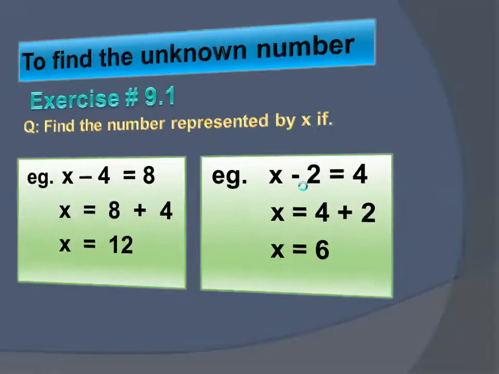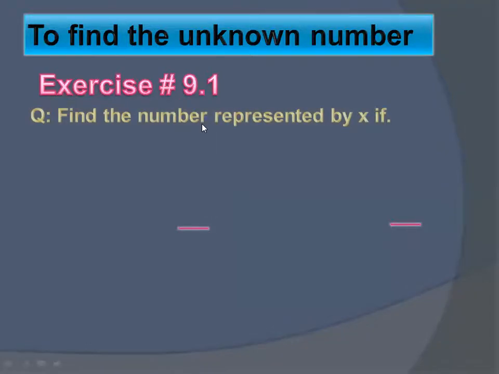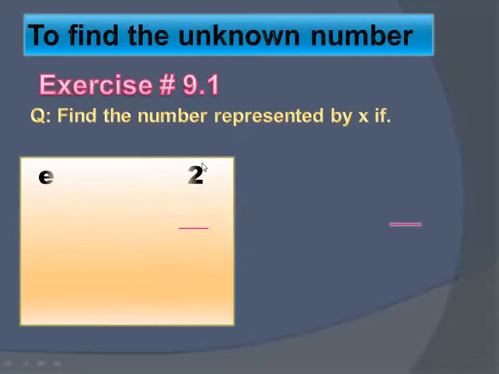Now move on to the next one. Again, what you have to do, you have to find out the unknown number. Okay, unknown number. What is the question here? Now listen to me very carefully. What will be the answer here? What will be the question here? Here you have 3x is equals to 12. 3x is equals to 12.